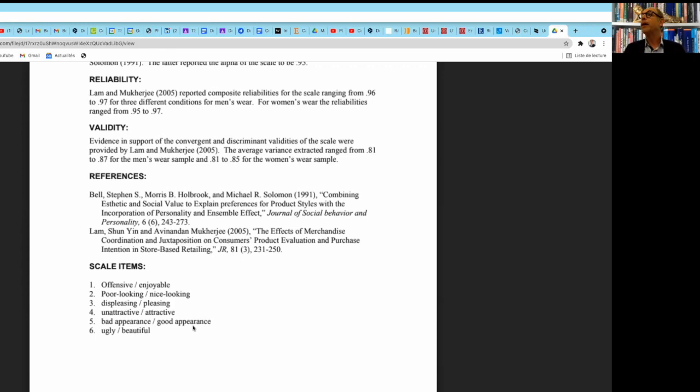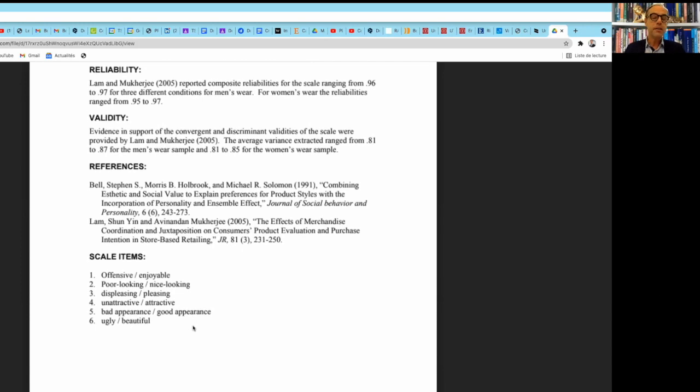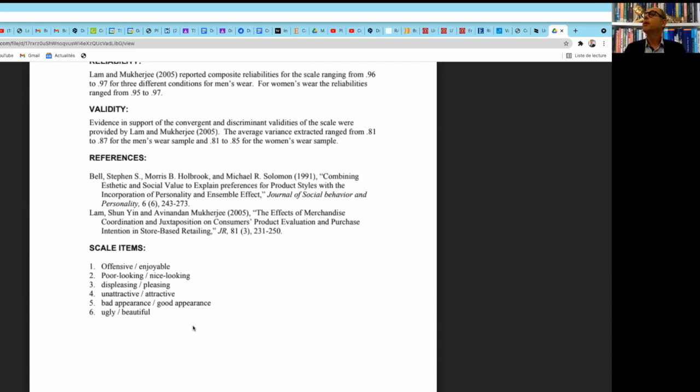On a scale between 1 to 7. 1 means offensive, 7 means enjoyable. 1 means unattractive, 7 means attractive. So bad appearance, good appearance, ugly, beautiful. When we are talking about a measurement scale, you have to look at the scale and look at the items to see if they fit. In a lot of cases, you have to adapt them. Here in this case for the chatbot adoption, this scale perfectly fitted our context.